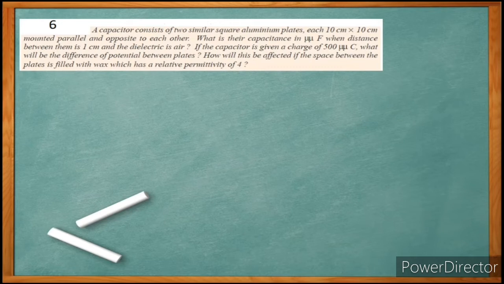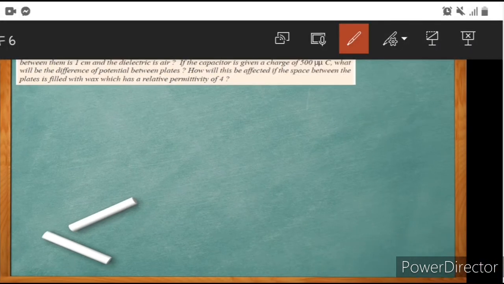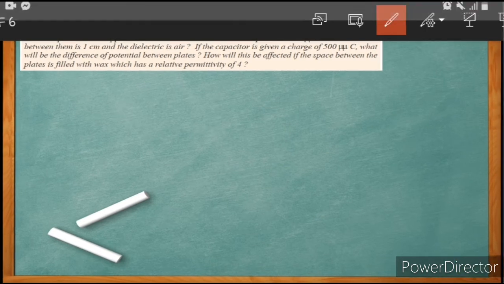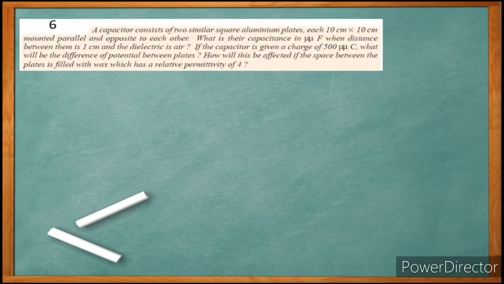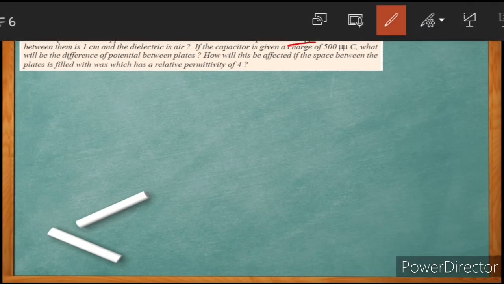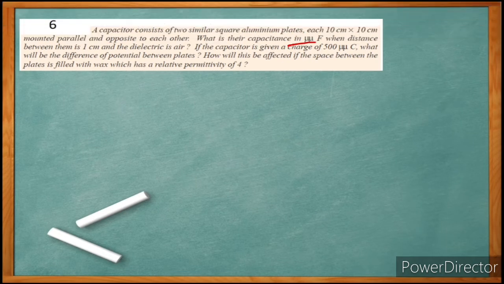So for this problem, we have three unknowns. So first, the microfarad here has the exponent of -6. Since they have the same exponent, their exponents will become additive. So -6 minus 6 is equal to -12. So the microfarad will become picofarad.